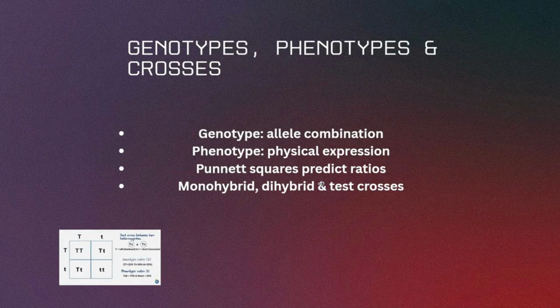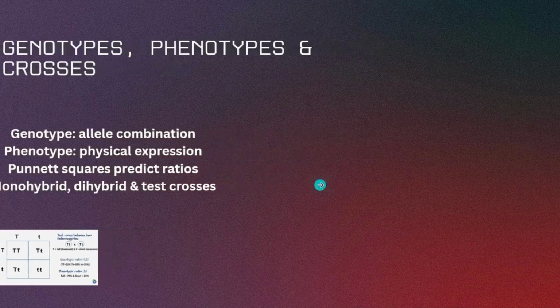So genotypes, phenotypes, and crosses. Genotype is an allele combination like BP, RR, or YY. Phenotype is a physical expression. Punnett squares predict probability, not certainty. So you should know monohybrid crosses, dihybrid crosses, and test crosses.